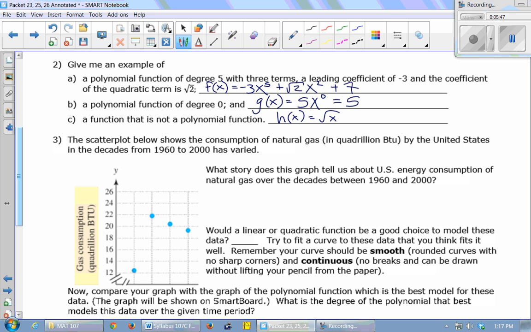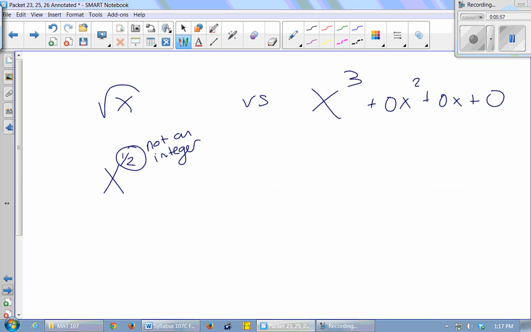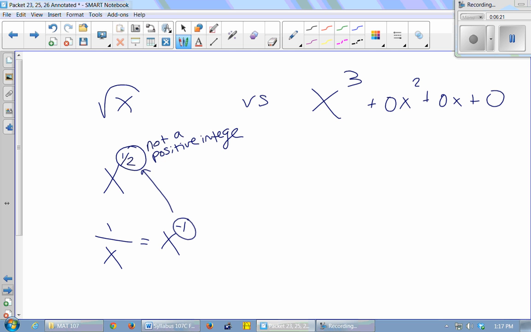One over x and x to the 1/3 both work. So 1 over x, this is a good example, can be rewritten as x to the -1. What makes that not a polynomial? The negative, yeah. So I should have said it's not that it's not an integer, it's not a positive integer. Right? Neither of these are positive integers. That's what makes them not polynomials.